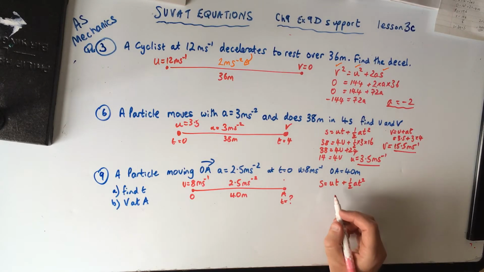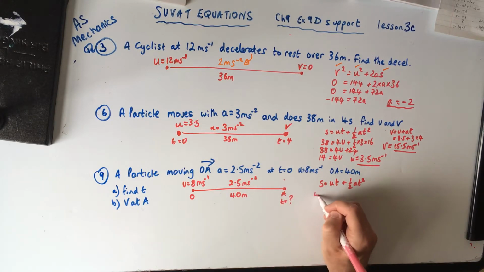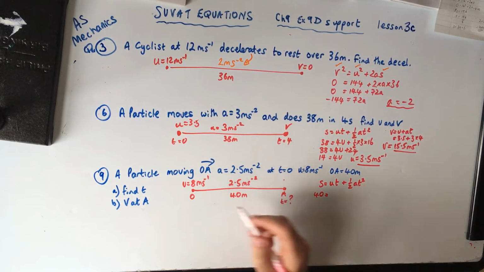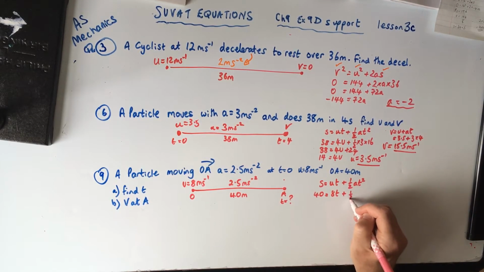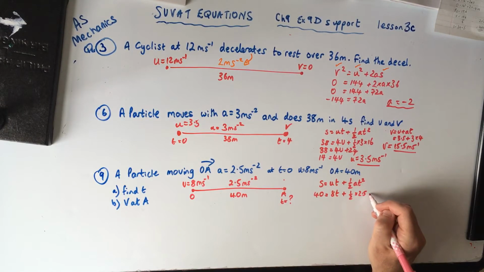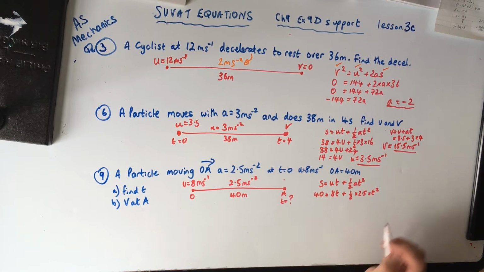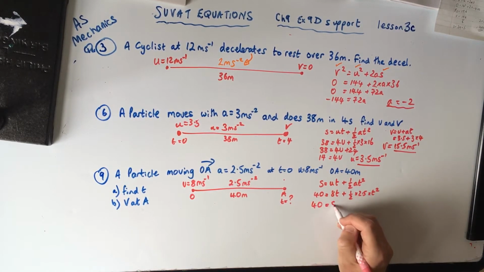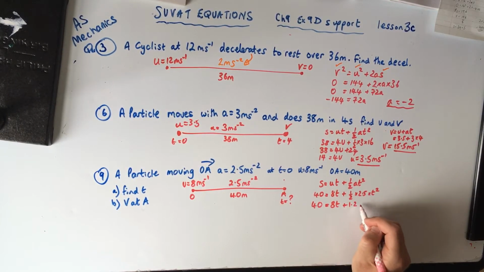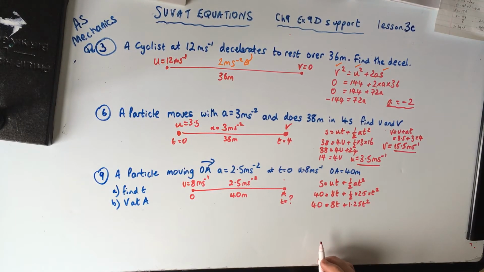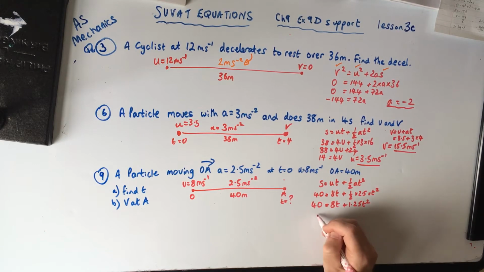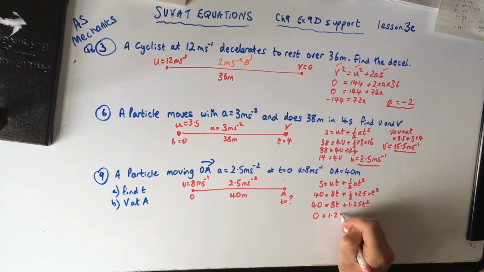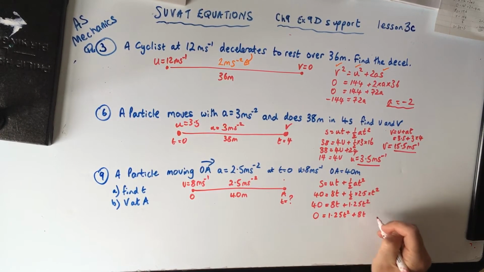S equals ut plus a half at squared. So the distance is 40. Okay, so 40 meters. So we're going 8t plus a half times 2.5 times t squared. So now we've got 40 is equal to 8t plus 1.25 t squared. Okay, so now what I'm going to do is I'm going to move the 40 over to this side. So I've got 0 is equal to 1.25 t squared plus 8t minus 40.